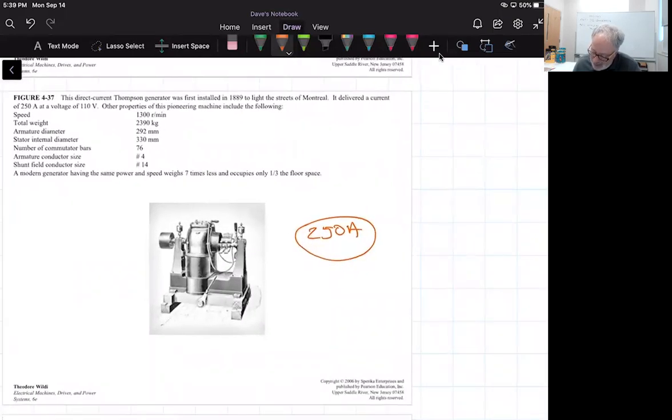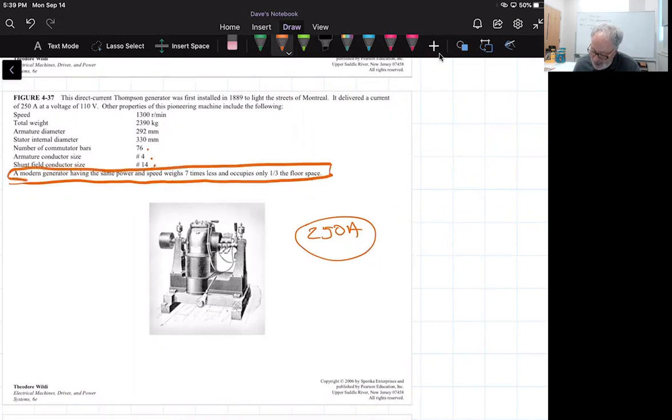Look at the weight, almost, gosh, what is that? Close to 5,000 pounds. The armature diameter and the stator internal diameter. Look, here's the commutator bar and the conductor size. And a modern generator having the same power and speed weighs 7 times less and would occupy a third of the space of that big thing.